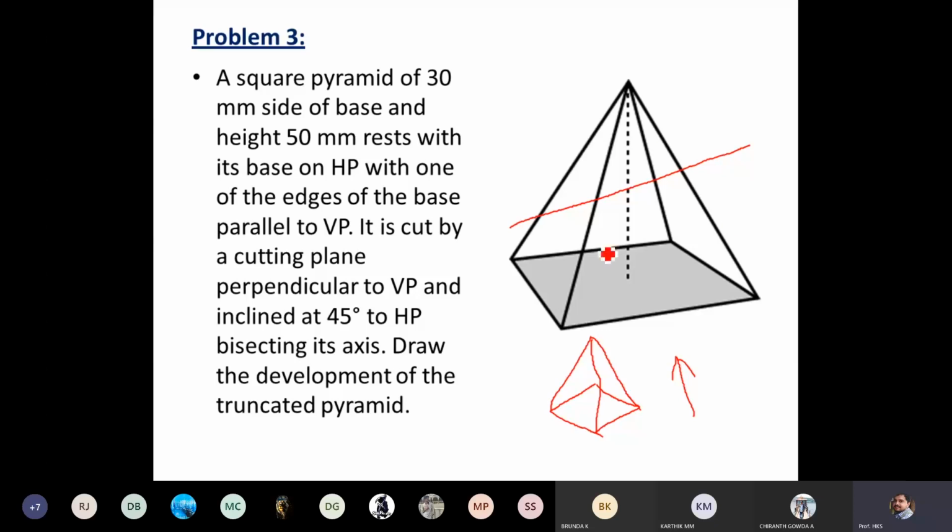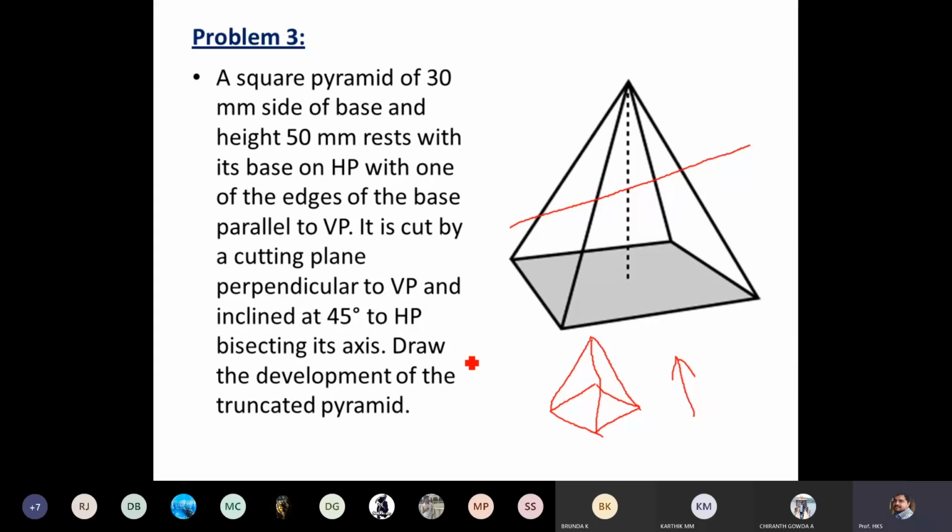After that you have to develop. That means you have to cut the top portion, look at it from the front and from the top, and draw the front and top views. Then mark the corresponding cutting points and develop. We will discuss that in the next slide.